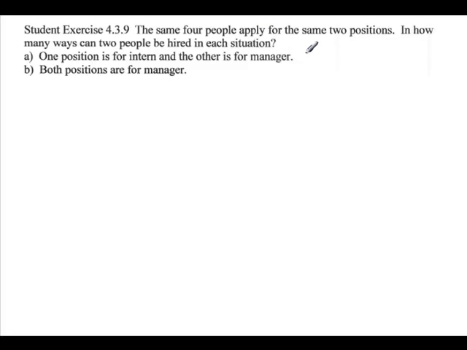The same 4 people apply for the same 2 positions? In how many ways can 2 people be hired in each situation? And in all sorts of word problems like this, what we're really trying to do is make a determination of whether order matters or does not. If order matters, it's a permutation.